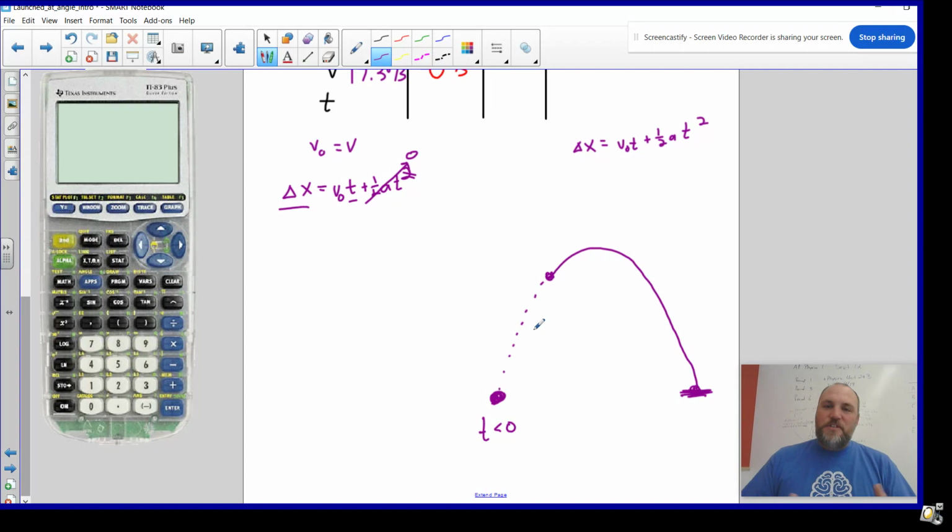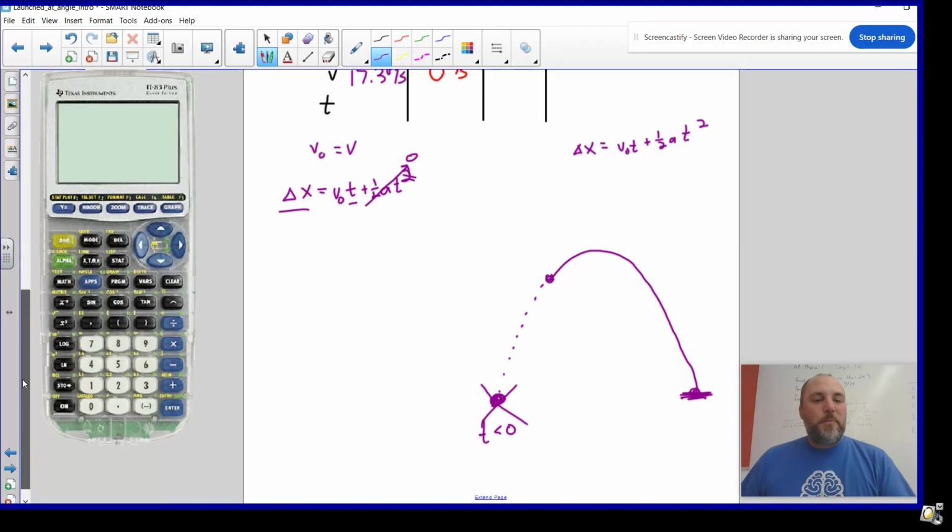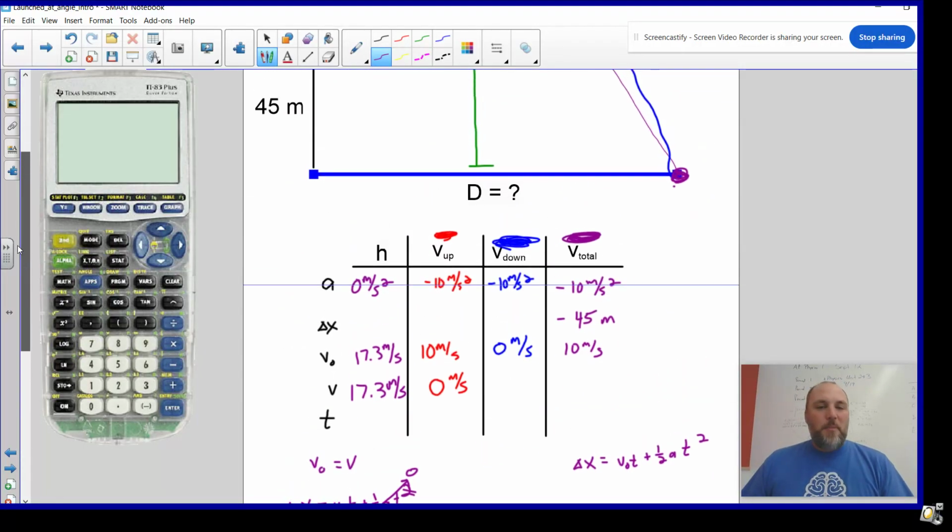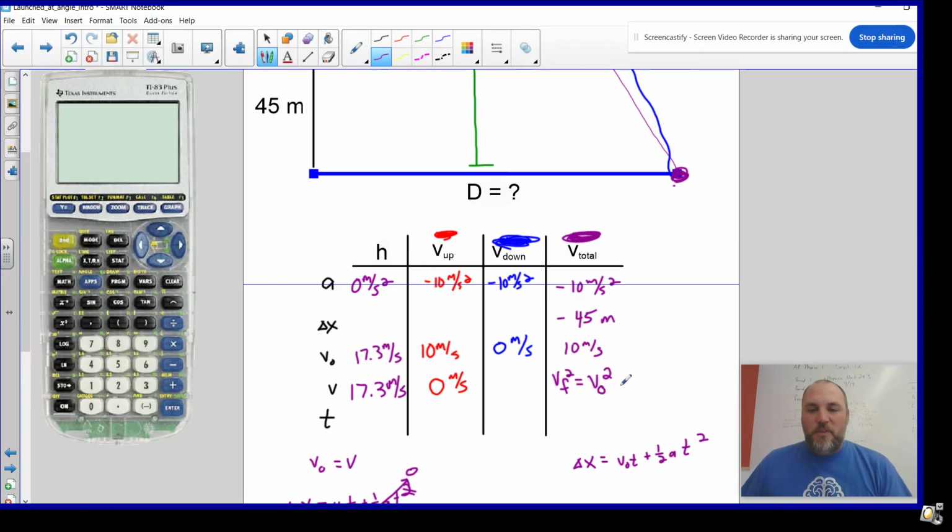So the mathematician says, we solve this quadratic, we get 2 results for time. There are 2 times at which the object is 45 meters below where it started, but that negative time is non-physical. So if I use quadratic formula, I would just throw that negative time out. I prefer a different method. I'm going to try to first find the final velocity using the third kinematic equation. V final squared equals V initial squared plus 2a delta x.